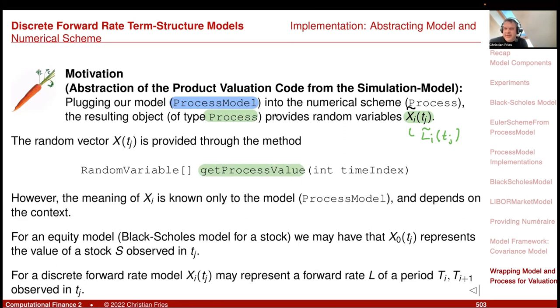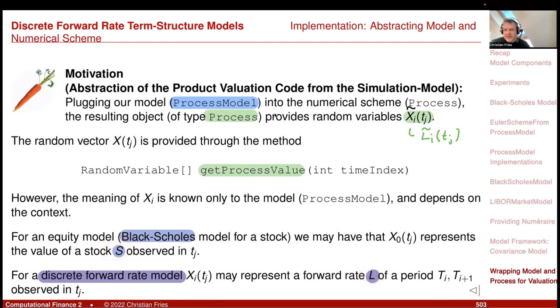And it's not clear what is this x that we provide. It has different interpretations depending on which model was used for the Euler scheme. For example, we could use a Black-Scholes model for a stock, plug it into our Euler scheme, and our Euler scheme will provide us with the time discretization of S. We could use our discrete forward rate model, plug it into our Euler scheme, and the X from the Euler scheme is now the forward rate Li. So you see there is a very different nature. Here we simulate an asset, and here we simulate an interest rate.